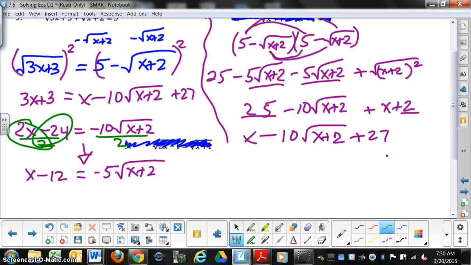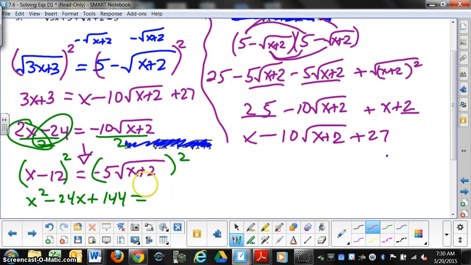Alright, now here we go. Let's go ahead and square both sides. We could divide by negative 5 if we wanted to, but it just creates extra work in the long run. So I'm just going to suggest that we square both sides right here. Square, square. Alright, here we go. Ready? X squared minus 24x plus 144 equals, and on this side I get negative 5 squared, which is 25, and I get square root of x plus 2 squared, which is simply x plus 2.